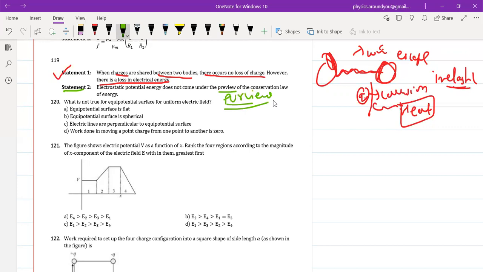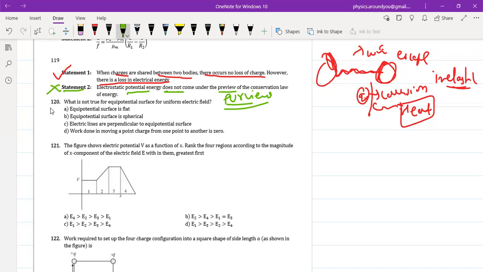Can we apply energy conservation if the energy is electrostatic potential energy? Yes, we can. But statement 2 is claiming that we cannot apply energy conservation if it is electrostatic potential energy. Therefore, statement 2 is wrong. Statement 1 is correct. Statement 2 is wrong.